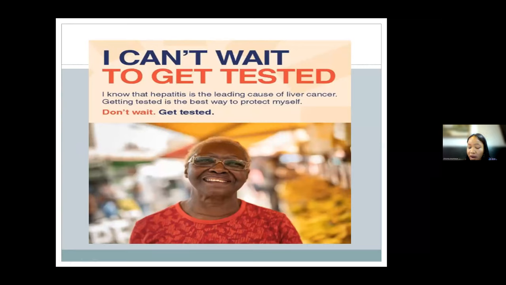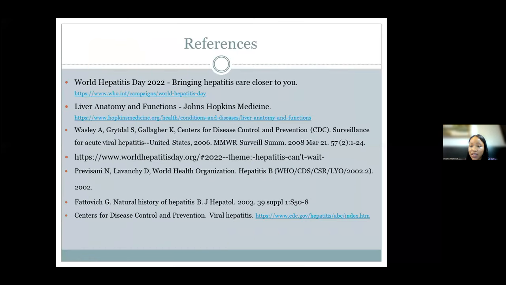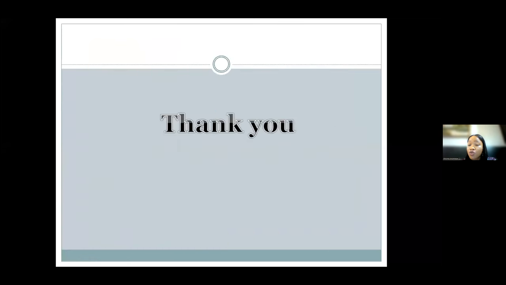Everyone, everywhere in this part of the world and other parts of the world needs to get tested. And let's all work together to increase awareness about this very important virus. Let's work together to prevent complications in those already infected, and let's reduce the stigmatization that these patients are already experiencing. These are my references. Thank you so much for your active attention. Thank you so very much.